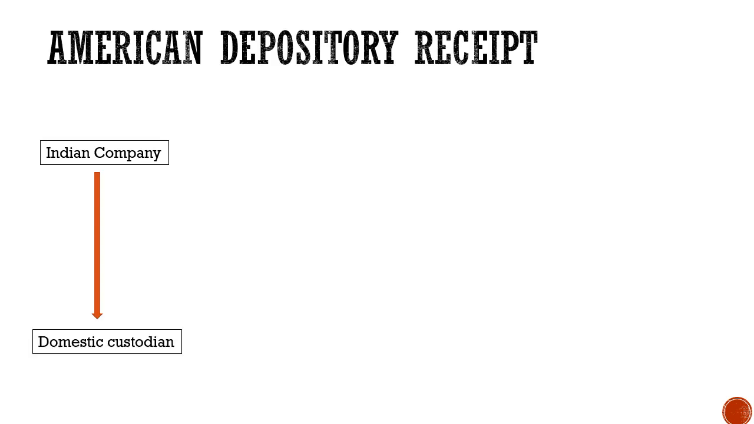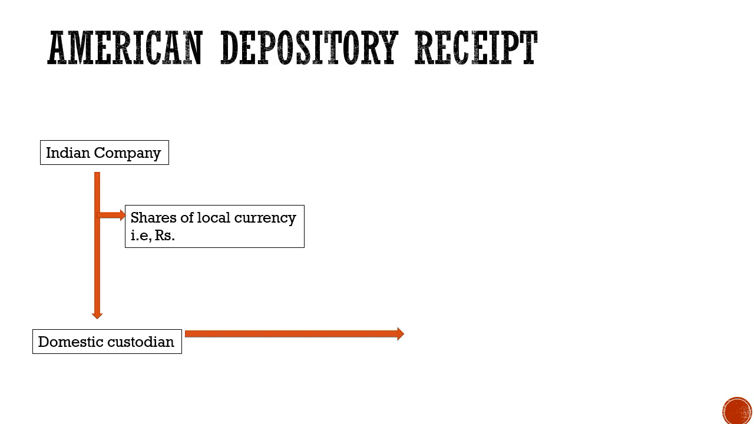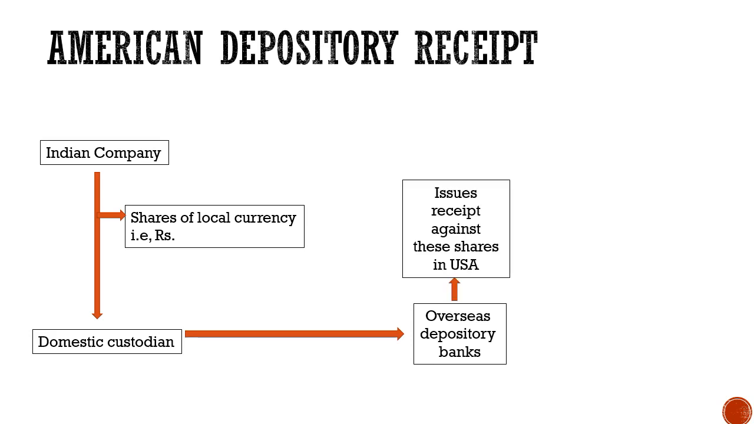For doing that, the Indian company contacts a domestic custodian, who agrees to hold the shares in the local currency, that is in rupees. The domestic custodian contacts and informs the overseas depository bank in the USA, because American depository receipt is only based in the USA. The overseas depository bank, after getting the information and update from the domestic custodian of India, issues a receipt against those shares in the United States of America.